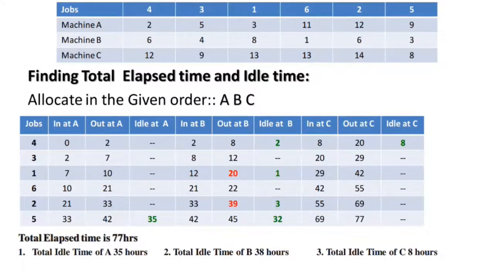In a similar way, the total elapsed time is 77 hours, then idle time at A is 35 hours, idle time at B is 38 hours and idle time at C is 8 hours. Here you can see this 8 hours. For this 38 hours you need to sum all these hours. For this 35 hours you need to sum all this data.